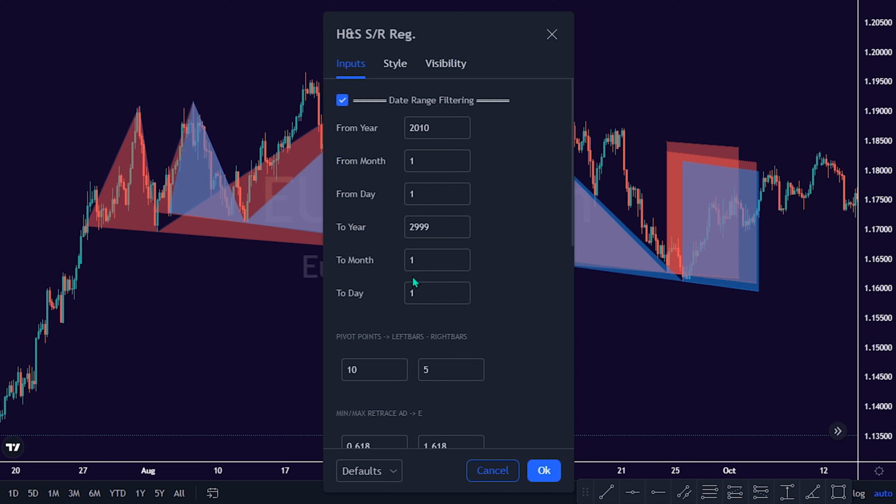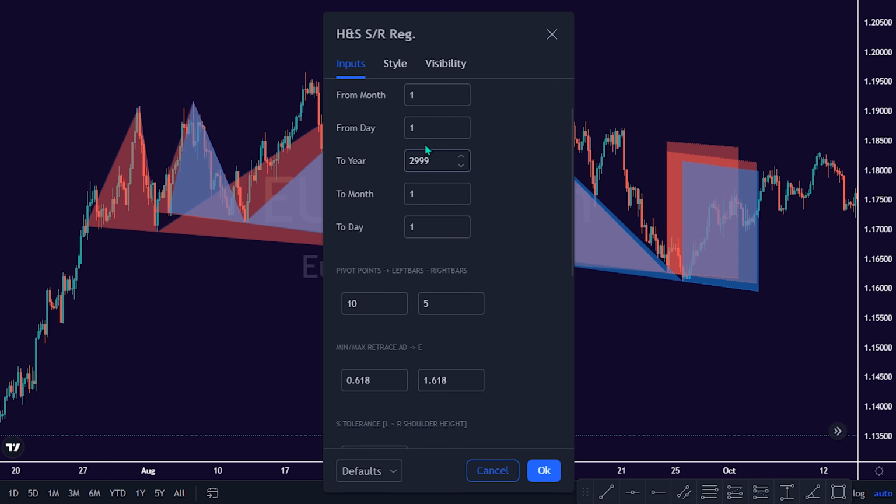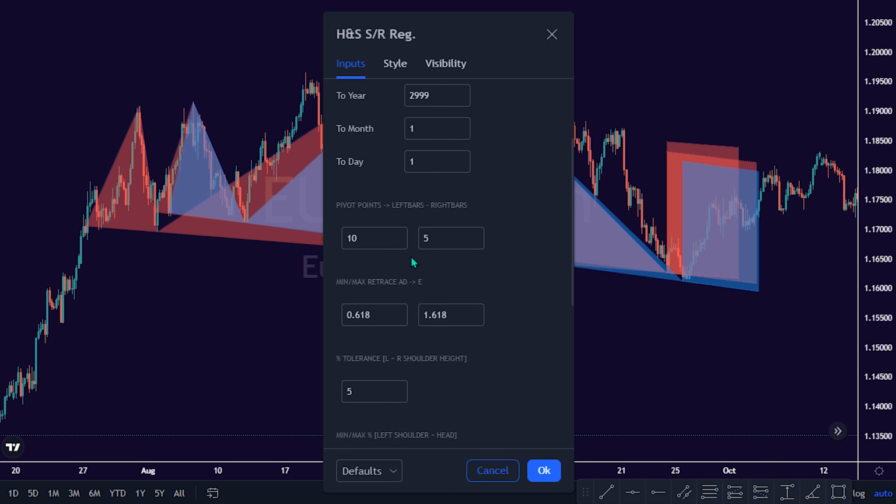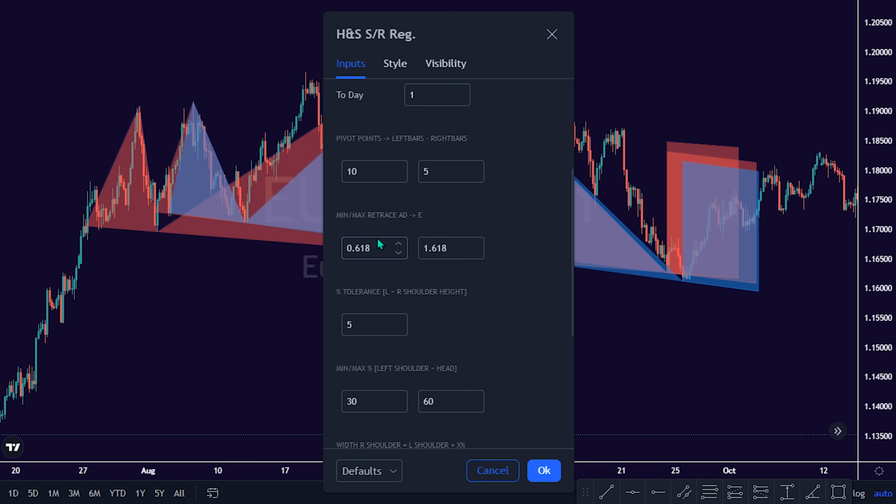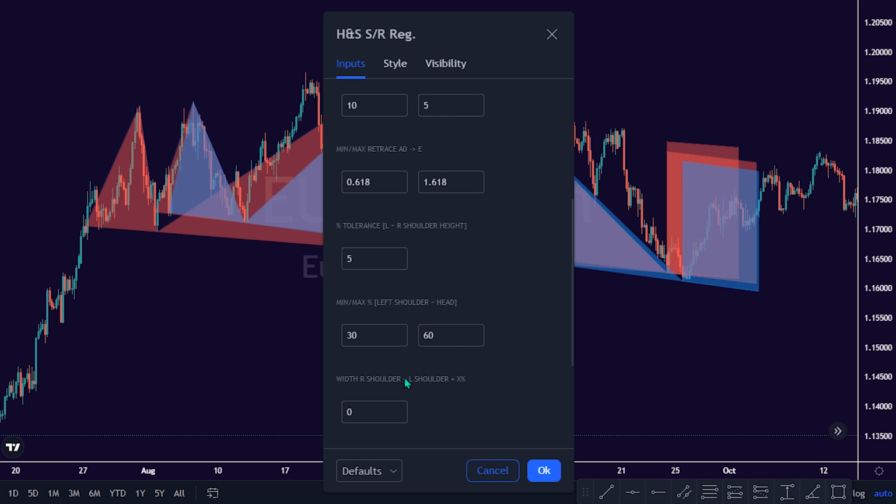Here are the Date Range Filtering settings options. Here you can filter the patterns by setting the date period. Here are the Pivot Point settings, left bars to right bars. These are more setting options for the Head & Shoulders SR regular indicator.